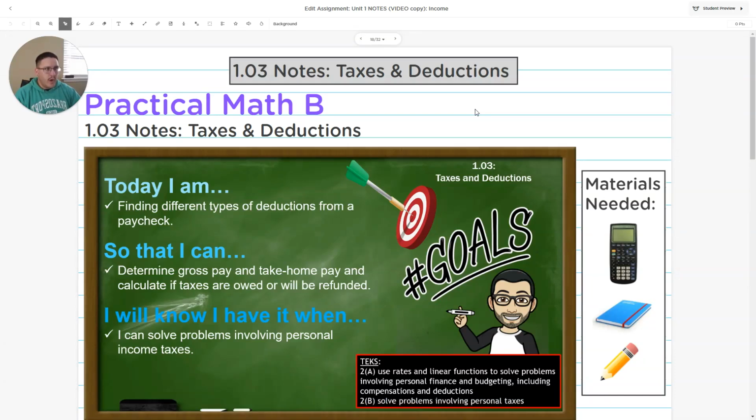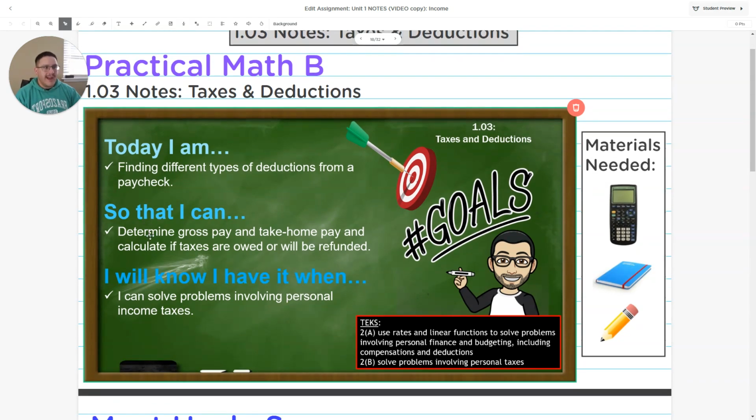This is section 1.03 of the Unit 1 Notes, Taxes and Deductions. Today I am, as in you are the student, finding different types of deductions from a paycheck so that I can determine gross pay and take-home pay and calculate if taxes are owed or will be refunded. I will know I have it when I can solve problems involving personal income taxes.